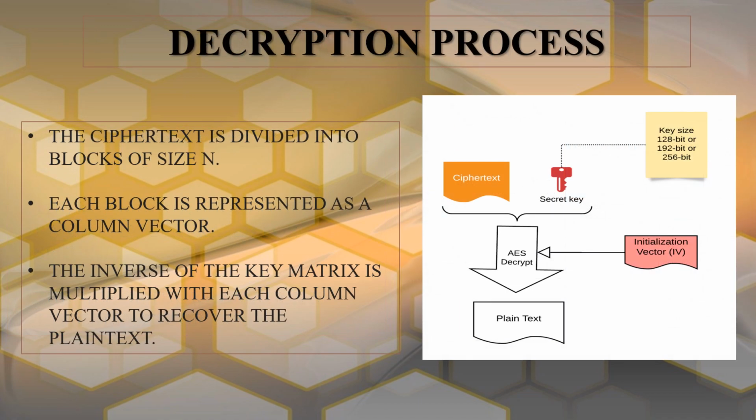Decryption process. In the decryption process, we take the cipher text, which is converted through decryption with an initialization vector, and then it is converted to the plain text. The cipher text is divided into blocks of size n. Each block is represented as a column vector. The inverse of the key matrix is multiplied with each column vector to recover the plain text.